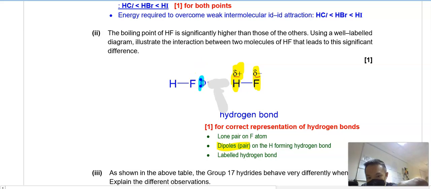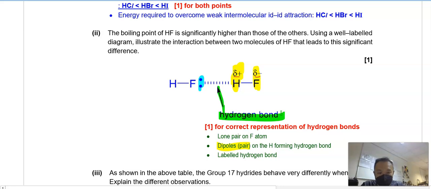Indicate the lone pairs and label the hydrogen bond. So those are the 3 things to take note of in drawing hydrogen bond. This is something you're supposed to have been well drilled in in JC1. And the bond between H and F within the molecule is a covalent bond. I shouldn't be seeing dotted lines between the H and F atoms in the molecule.